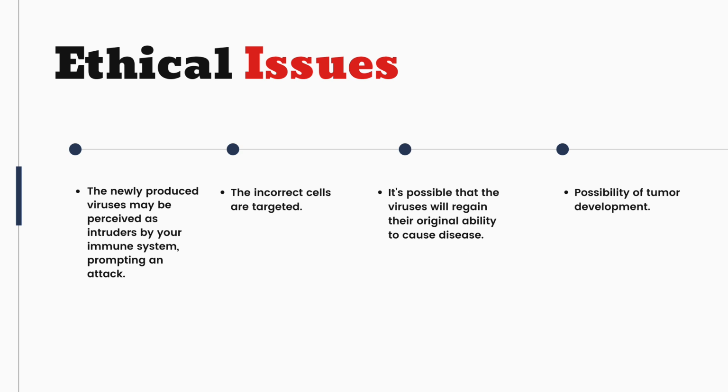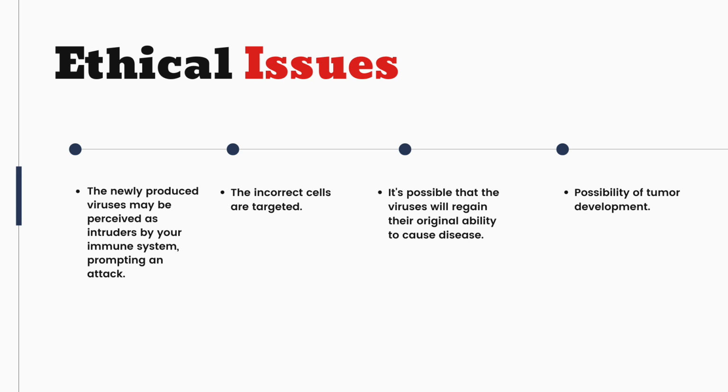Here are some ethical issues when it comes to stem cells or gene therapy. The newly introduced viruses may be perceived as intruders by your immune system, prompting an attack. Inflammation and, in the worst case scenario, organ failure may result. The incorrect cells may be targeted. Because viruses can infect a variety of cells, it's feasible that the modified viruses will infect more than just the mutant cells. Healthy cells may be damaged as a result of this, leading to additional illnesses or diseases like cancer.